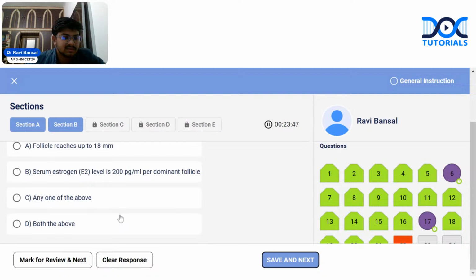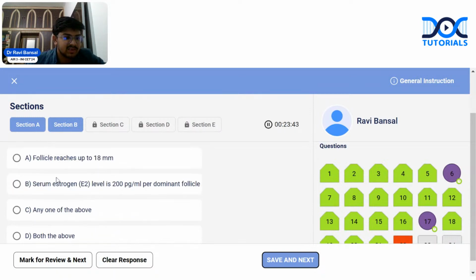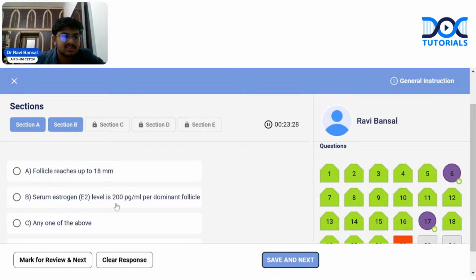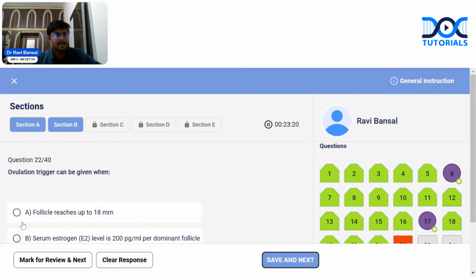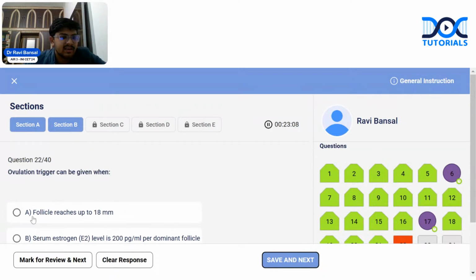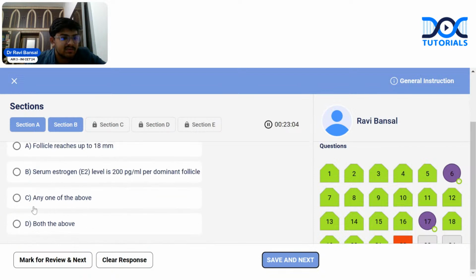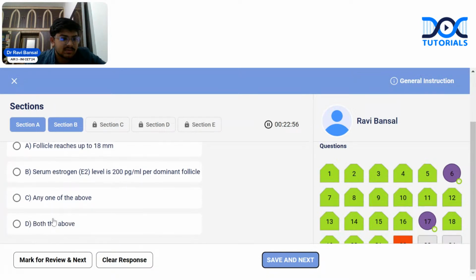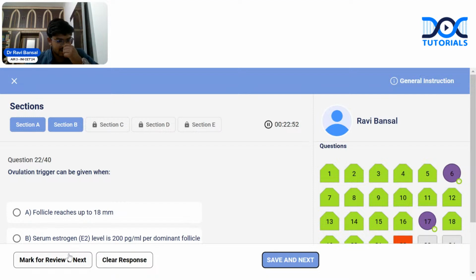Ovulation trigger can be given when? This is from infertility. Follicles reach up to 18 mm. This looks right, but I do not remember the correct follicle size when we give the trigger. Let's see the other option. Serum estrogen level is 200 picogram per ml per dominant follicle. This figure I remember. And then one of the above, both of the above. I'm not sure. I remember serum estrogen 200 picogram per ml per follicle. We give the HMG trigger. I do not know if the 18 mm size is correct or not. So I will just mark this question for review.